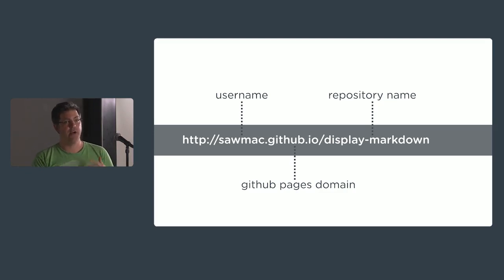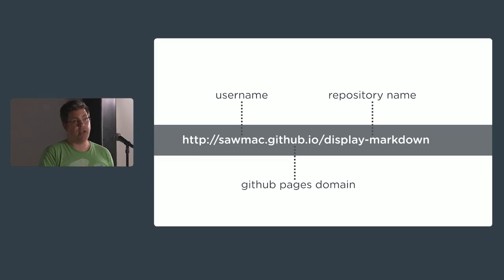Then every repository has its own name. So I have display-markdown. That's the name of my repository. Now, GitHub pages aren't on github.com. They're hosted on github.io. It used to be on github.com, but people kept bringing all of GitHub down by putting up weird things on their GitHub pages, and GitHub realized that was bad, so they created a separate domain, github.io.